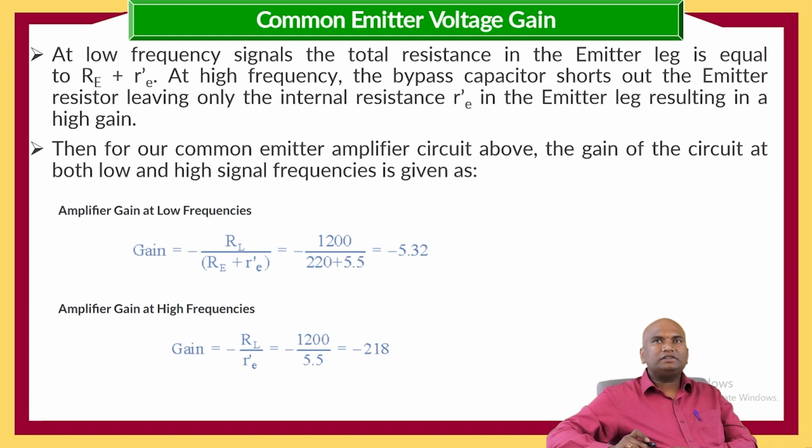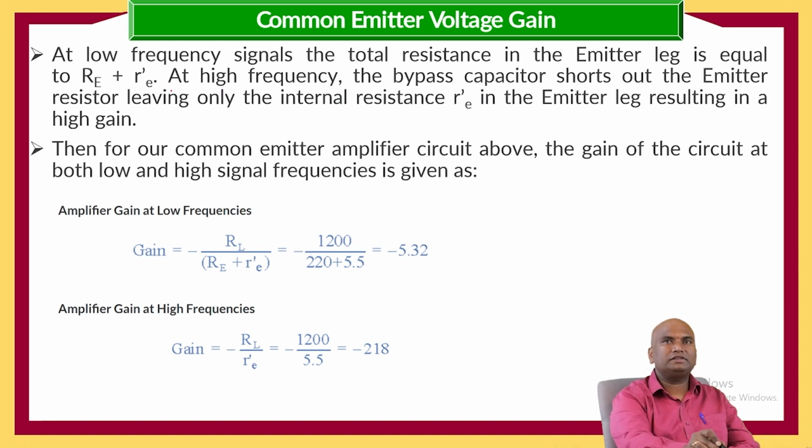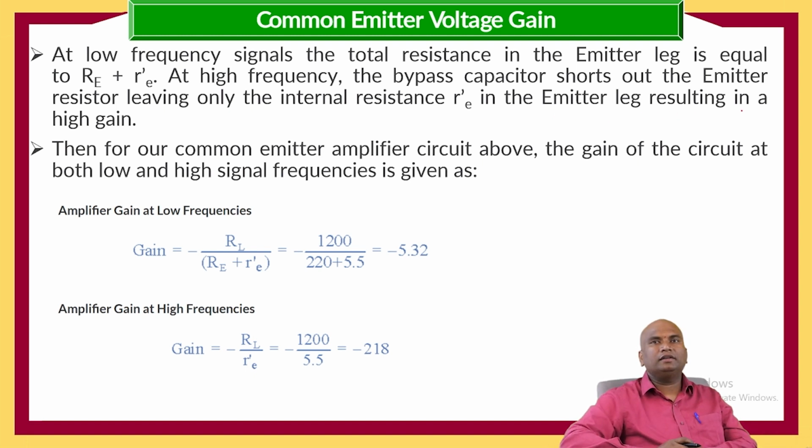At low frequency signals, the total resistance in the emitter leg is equal to RE plus RE dash. At high frequency, the bypass capacitors short out the emitter resistor, leaving the internal resistance in the emitter leg, which results in a high gain. When it is short circuited, we are going to get a high current gain and high voltage gain.